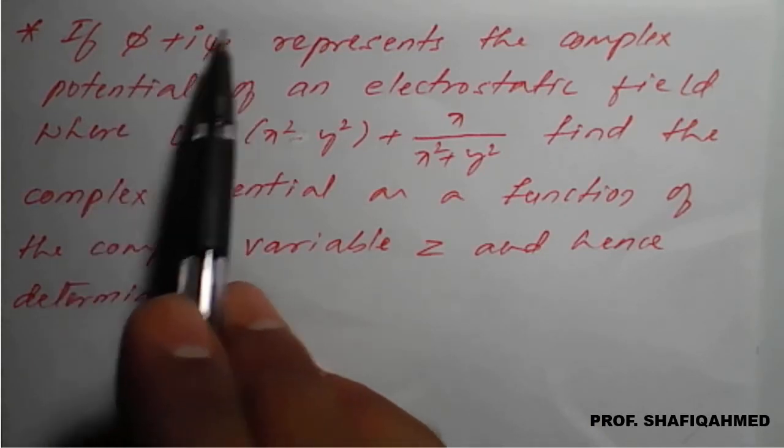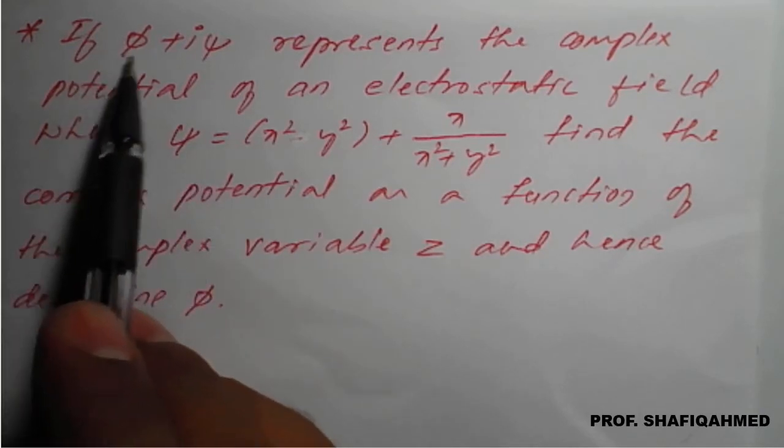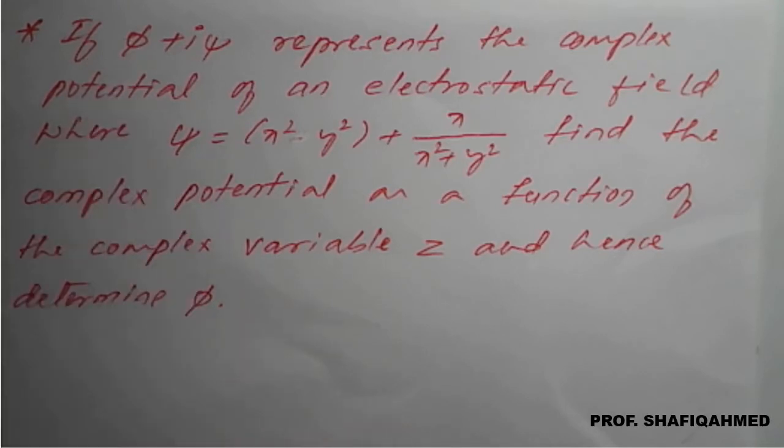So they have given the imaginary part, that is the electrostatic field. We need to get the real part, that is the complex potential. For that we need to first check whether the given function is analytic or not. So, solution.